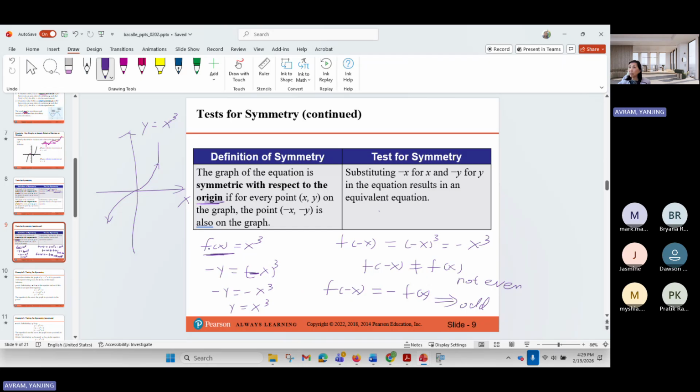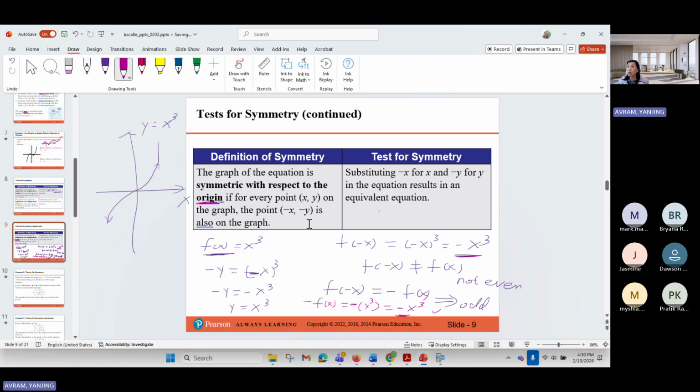If I have f of negative x, I already get negative x cubed, right? And then if I calculate negative f of x, what happens? I just multiply the entire f of x, which is x cubed, by negative. This is also negative x cubed. So these two are the same. We call this an odd function when it's symmetric with the origin.